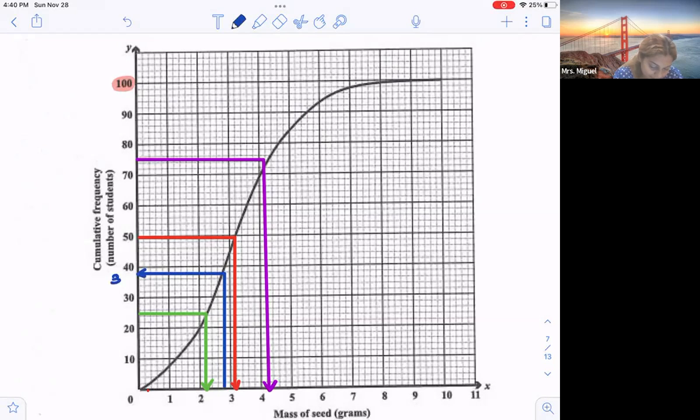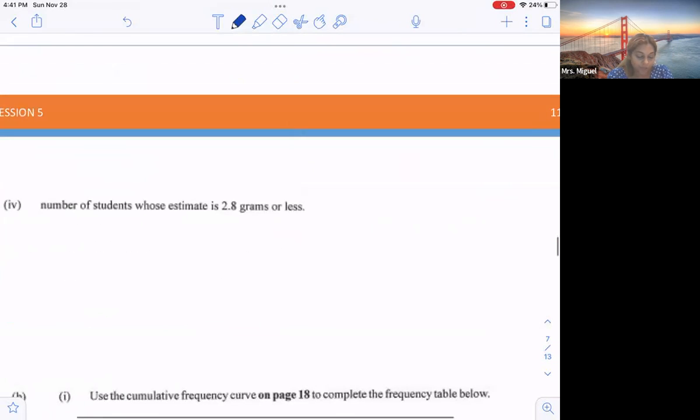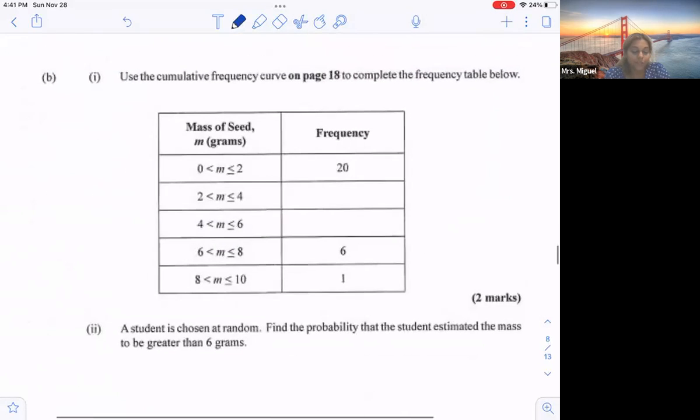So this is 38. This is called the median. This is called the upper quartile. This is called the lower quartile. Right? And the number of students whose estimate is 2.8 grams or less is 38. Use the cumulative frequency curve on page 18 to complete the frequency table.